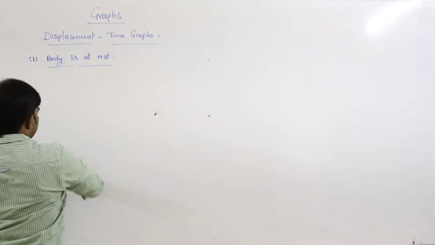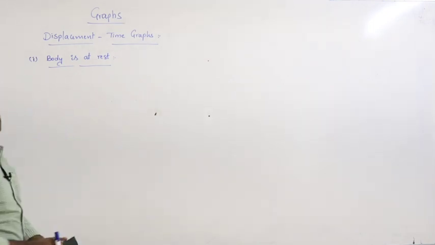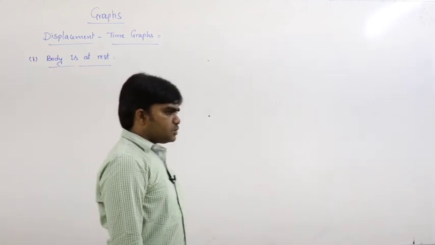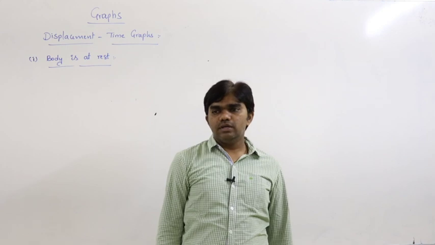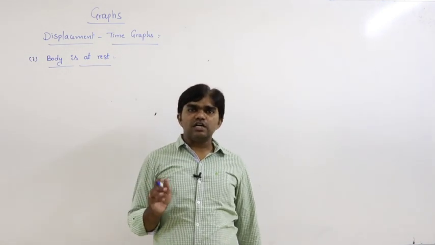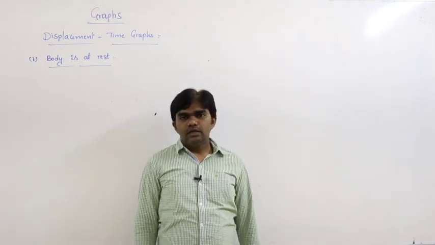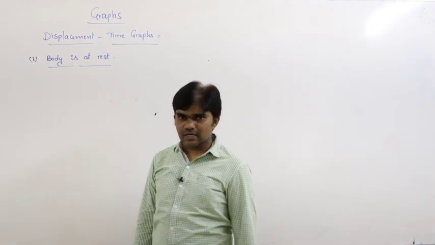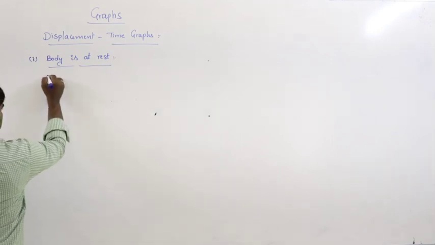How can you draw the graph for this? The body is at rest. What is the definition of the rest position? How can you define that the body is at rest? The position of the body does not change with respect to time. That is called the rest position. That is the situation if the body is at rest.